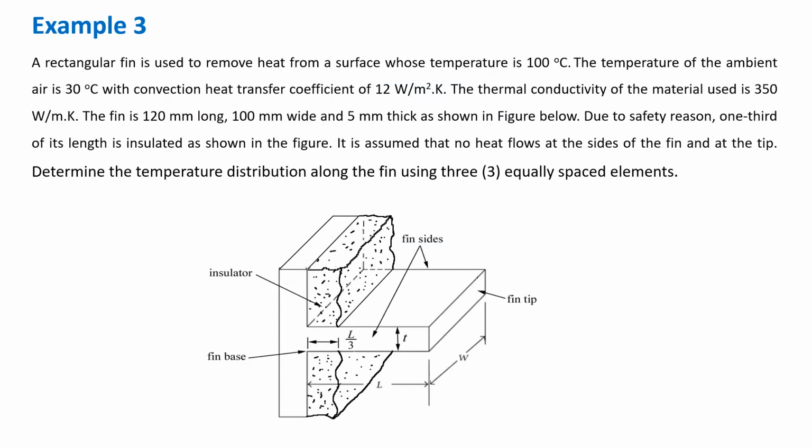Let's have a look at the third example, which is a very interesting example. In this problem, a rectangular fin is used to remove heat from a surface whose temperature is 100 degrees Celsius. The temperature of the ambient air is 30 degrees Celsius with a convection heat transfer coefficient of 12 watt per meter square Kelvin. The thermal conductivity of the material used is 350 watt per meter Kelvin. The fin is 120 mm long, 100 mm wide, and 5 mm thick, as shown in the figure below.